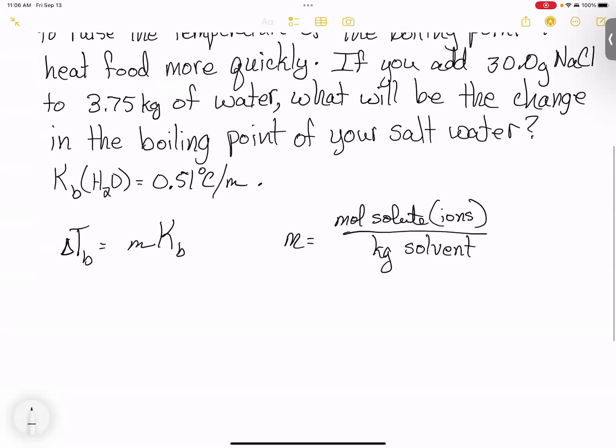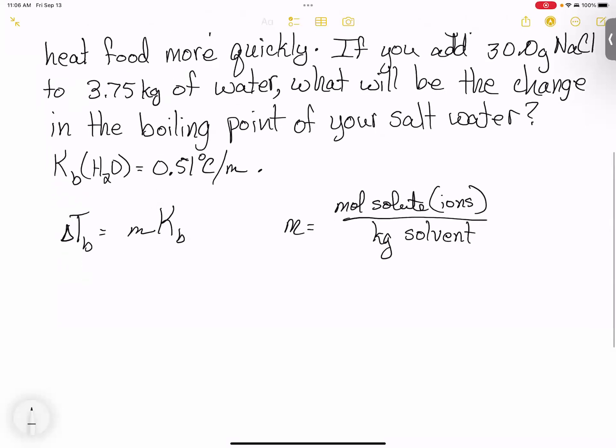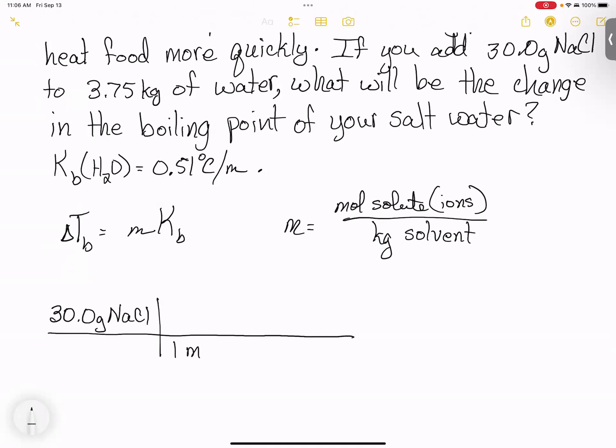Okay, so to get to our moles of solute, we need the fact that 30.0 grams of sodium chloride is used. And we need to convert that into moles of sodium chloride. For every 1 mole of sodium chloride, it weighs 58.45 grams. Whoops, wrong direction.